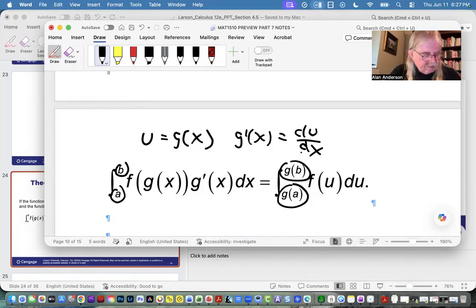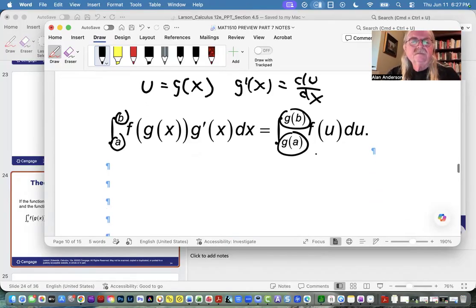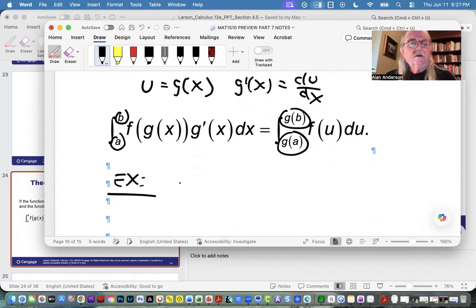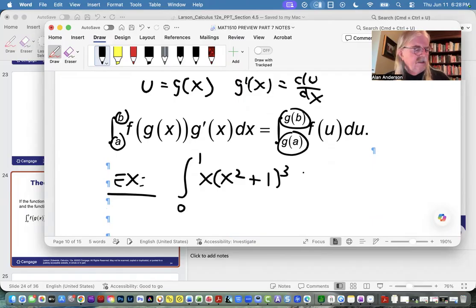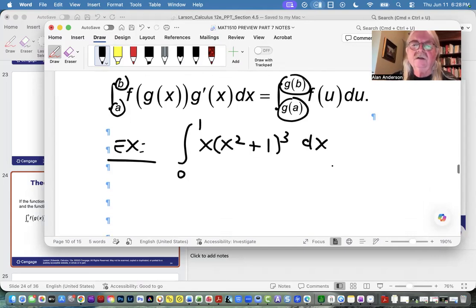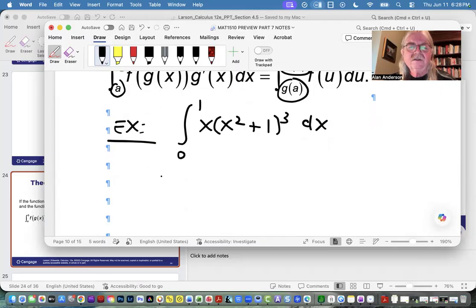All right, so I have an example of this right here. Let me just get it out. Ah, here we go. So here's the setup. We need to integrate from 0 to 1, x times x squared plus 1 cubed dx. So we know how to do the indefinite integral part. So let's take care of that first.